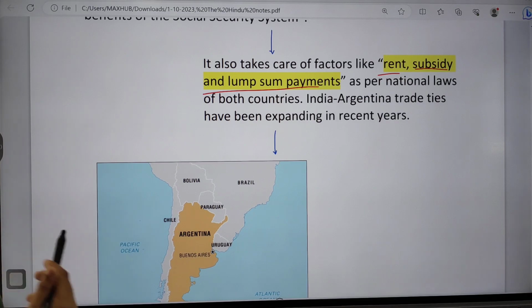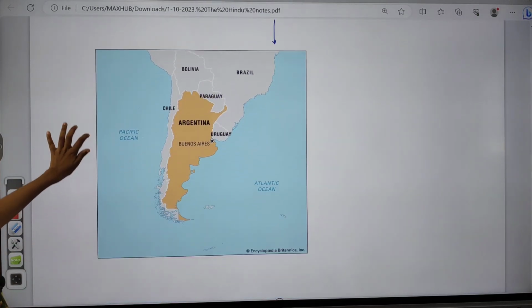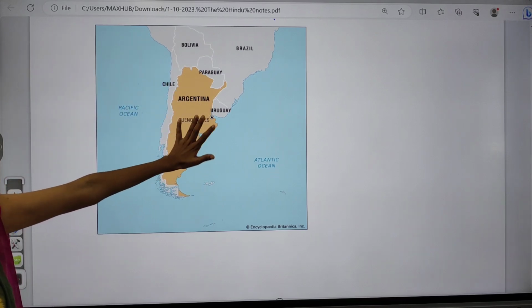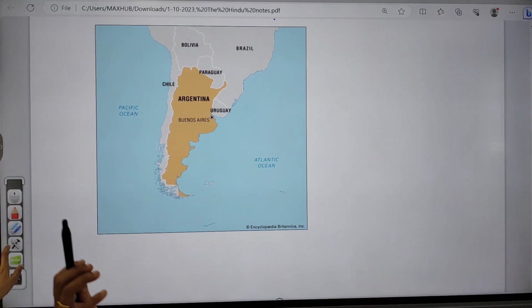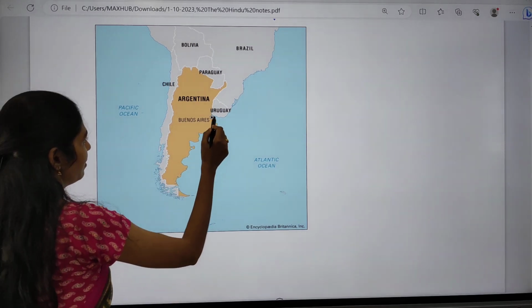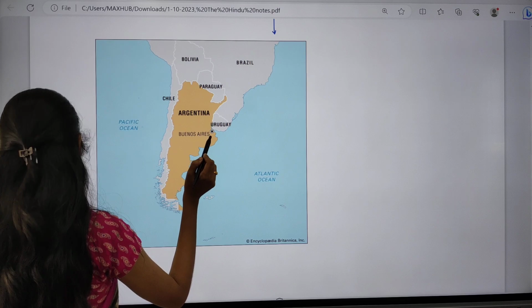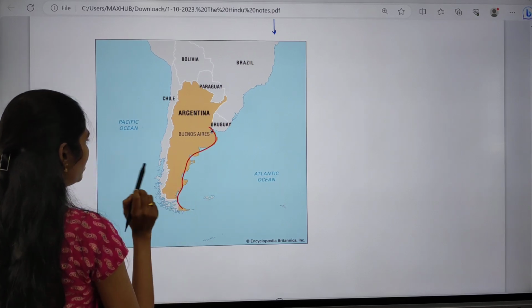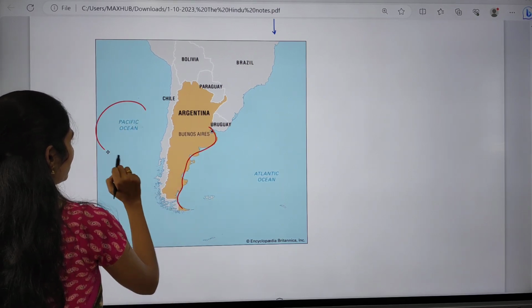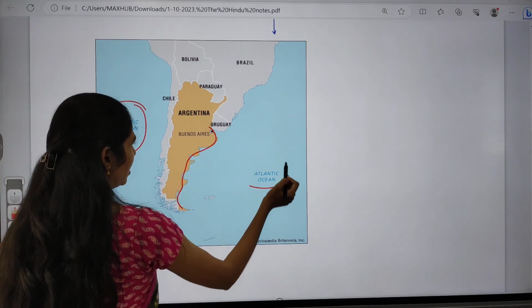Okay, now let us have a look at the map. So this is the map. This is South America, and we have Argentina in South America. First, an important point that many students might not know: it shares a direct boundary with the Atlantic Ocean. On this side we have the Pacific Ocean, and this is the Atlantic Ocean.